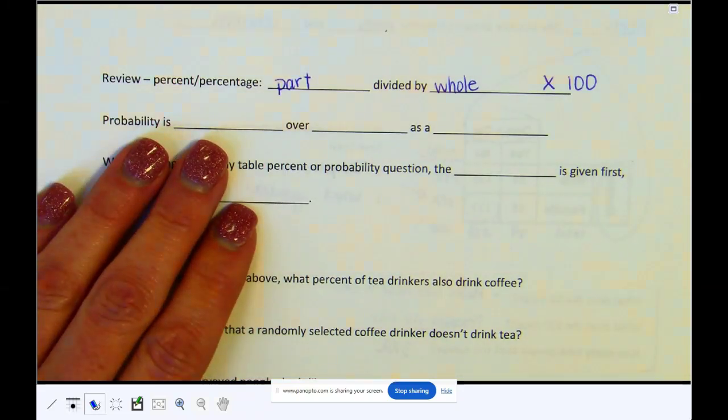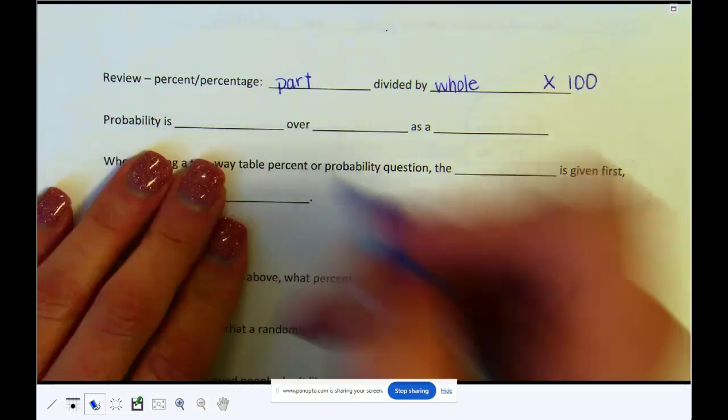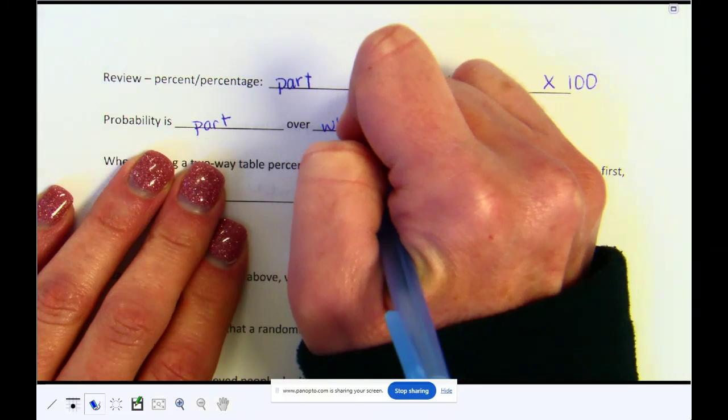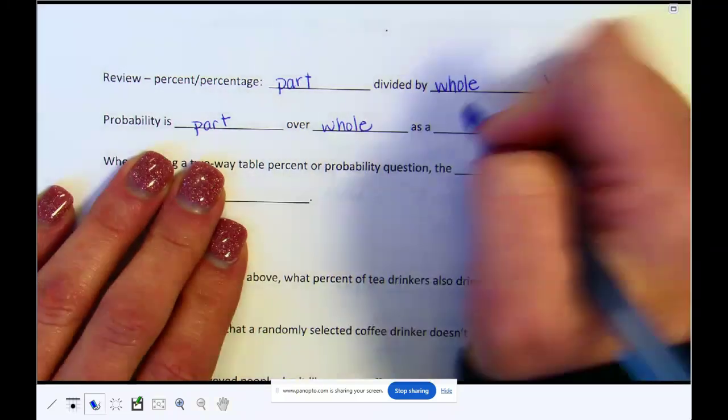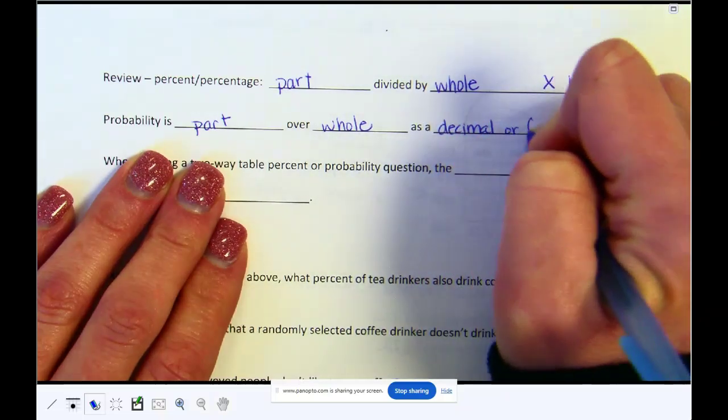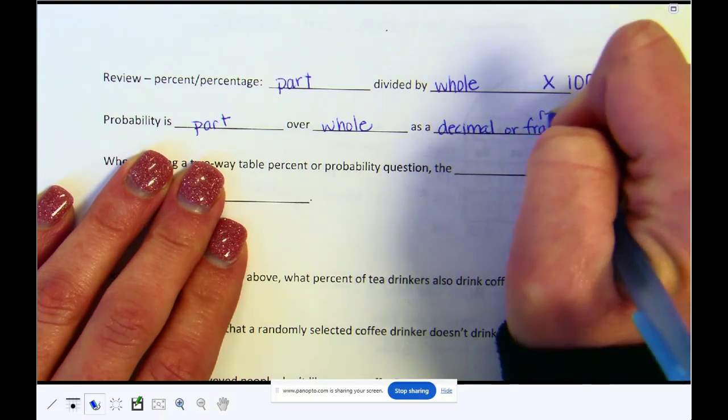Probability is related to percent. It's part over whole also, but written as a decimal, not times 100, or a fraction. And that would be a reduced fraction.